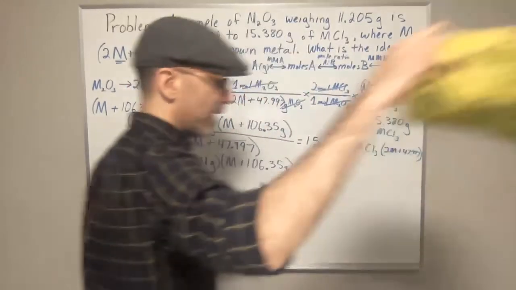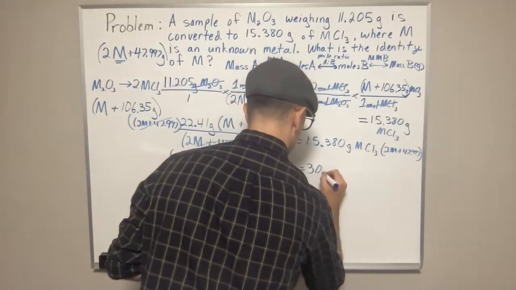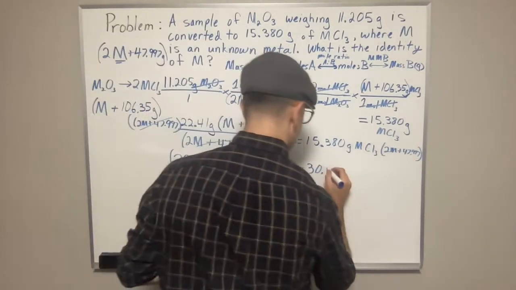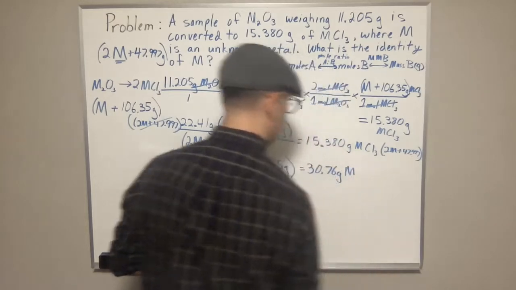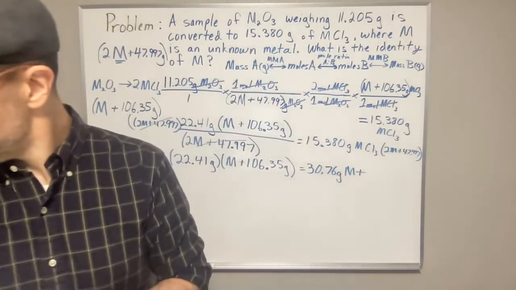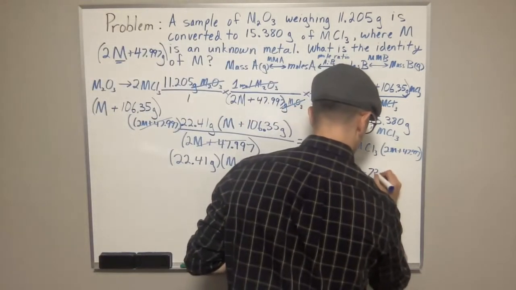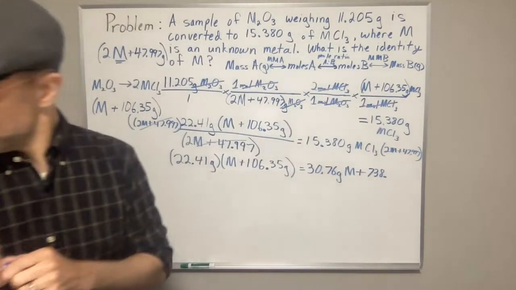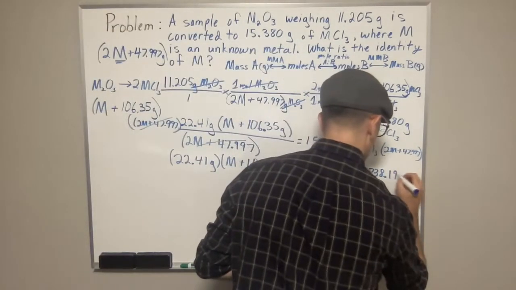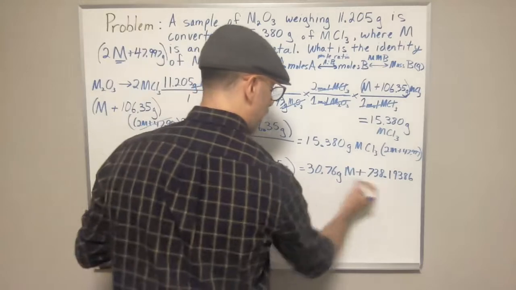So let's go ahead and multiply that. 30.76 grams M. And then we multiply 15.380 by the 47.997, so that's going to be plus 738.19386. Okay, so that is this multiplied out.